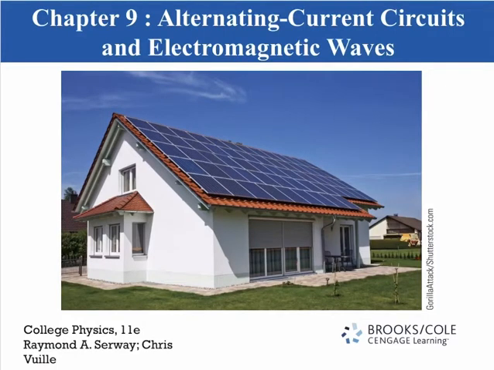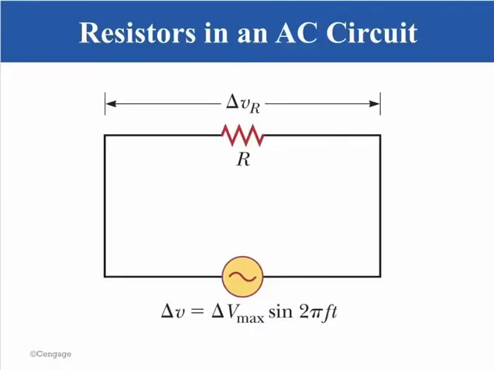This is chapter 9, Alternating Current Circuits and Electromagnetic Waves. An AC circuit consists of combinations of circuit elements and an AC generator or an AC source which provides the alternating current. The output of an AC generator is sinusoidal and varies with time according to the equation here, where delta V is the instantaneous voltage, delta V max is the maximum voltage of the AC generator, and f is the frequency at which the voltage changes, measured in Hertz.